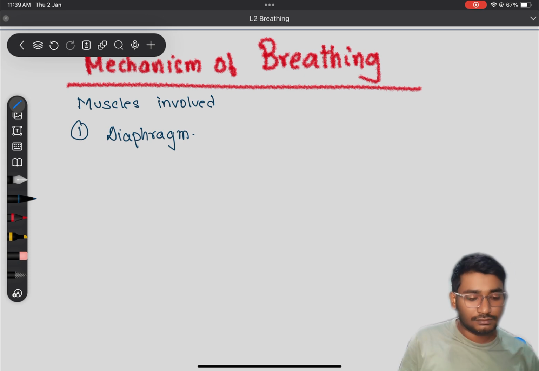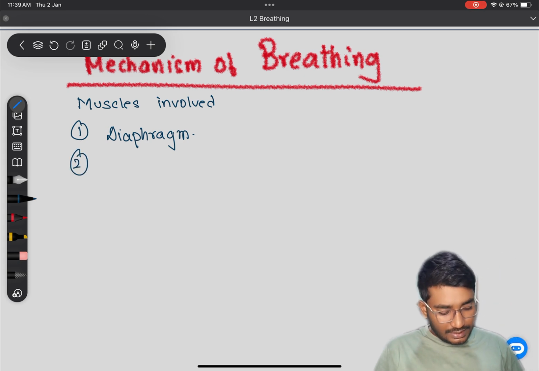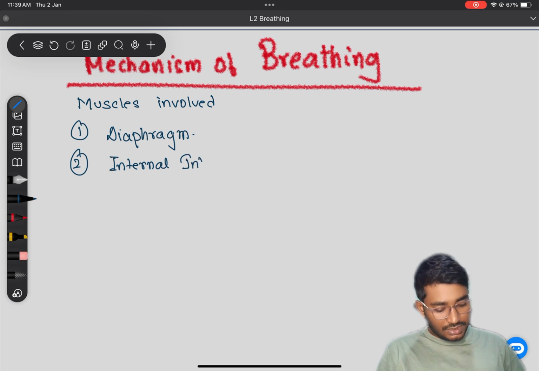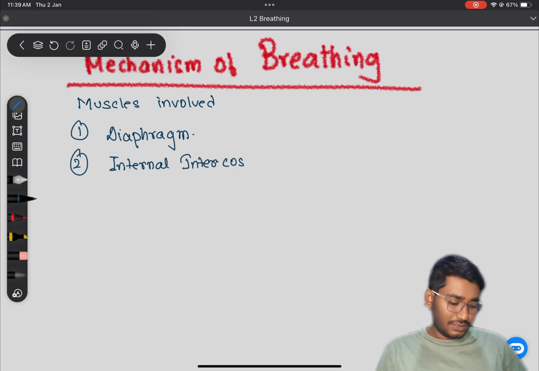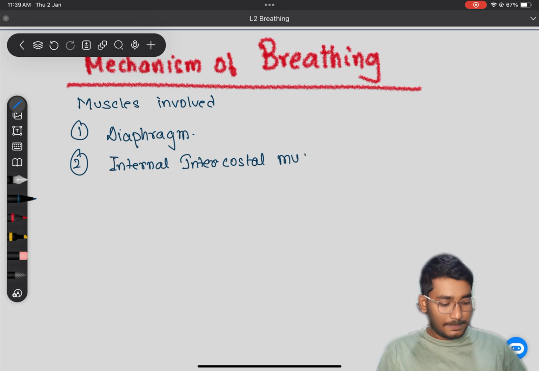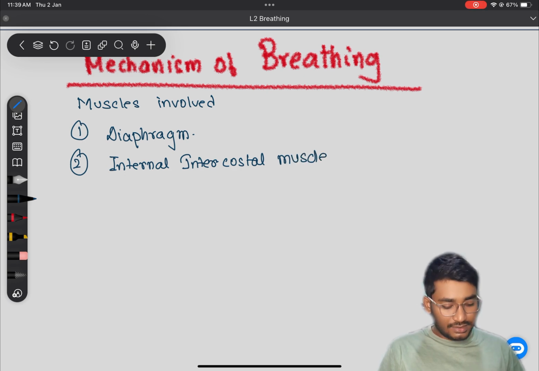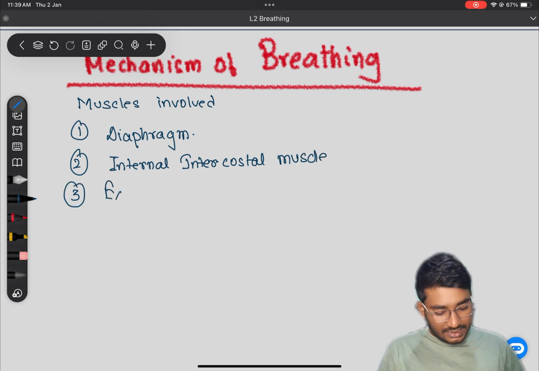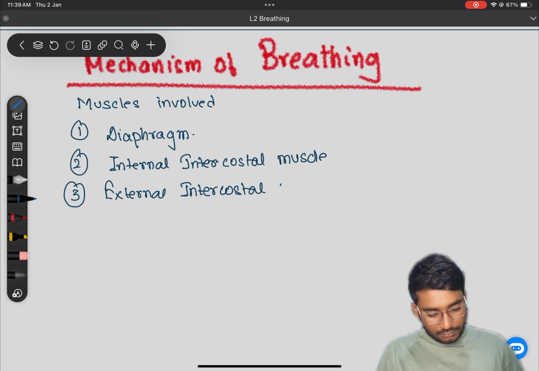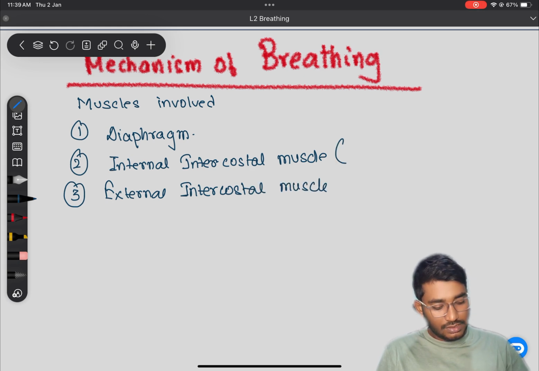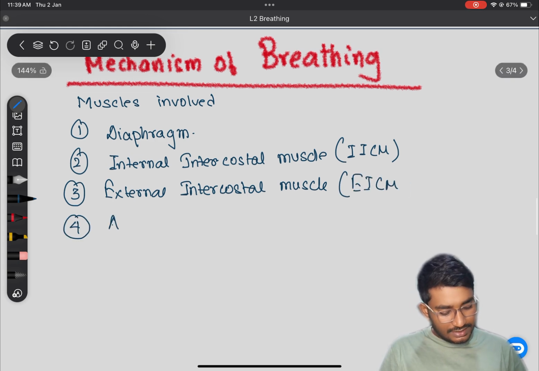Now the second one is the internal intercostal muscle. And the third one is the external intercostal muscle. We call them IICM and EICM. And the fourth one is the abdominal muscle.